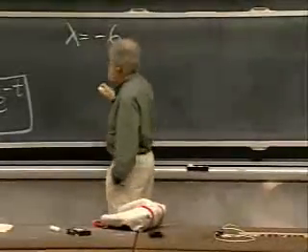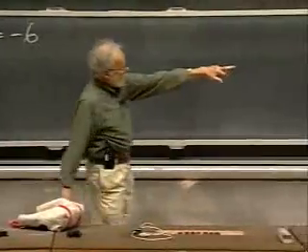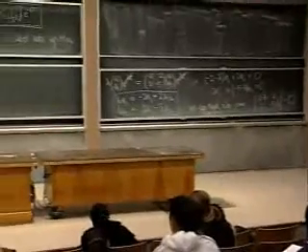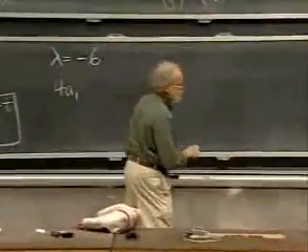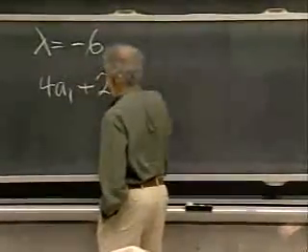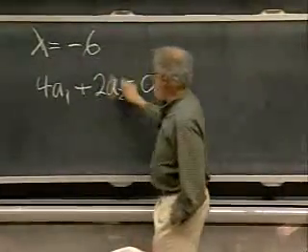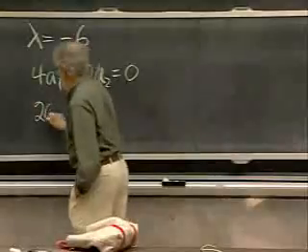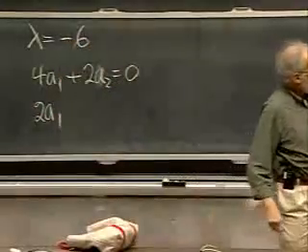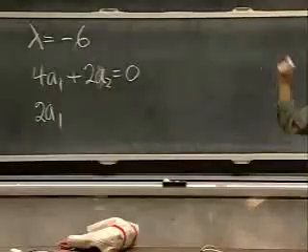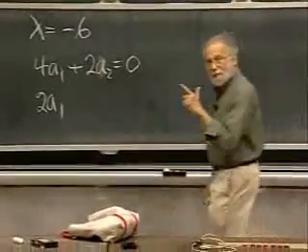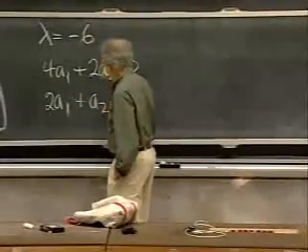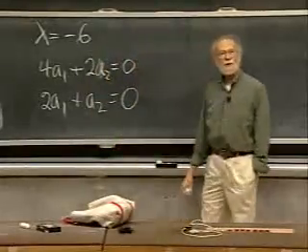Okay, for lambda equals negative 6, what do I do? How do my equations look now? Well, the first one is minus 2 minus negative 6 makes plus 4. So it's 4a1 plus 2a2 equals 0. And then I hold my breath while I calculate the second one to see if it comes out to be a constant multiple. So I get 2a1 plus negative 5 minus negative 6. That makes plus 1. Negative 5 minus negative 6 is plus 1. And indeed, one is a constant multiple of the other.